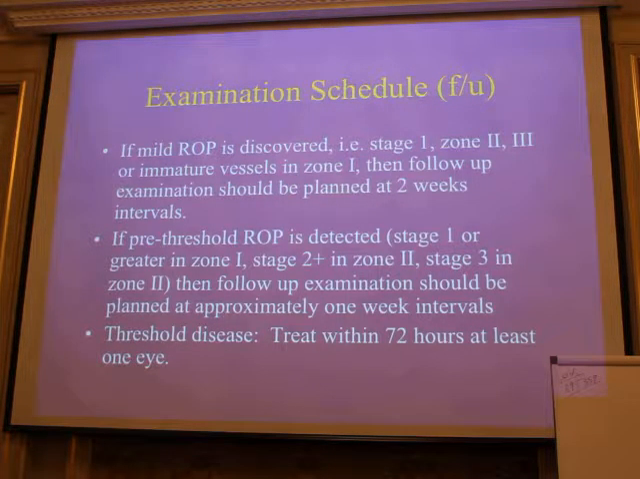If you have mild ROP, that is either stage 1, or you just have immature vessels up to zone 1, then you really have to see them every 2 weeks, even, I would say, even less than that. If you can do it every 2 weeks or on a weekly basis, that would be great. Now, if you have pre-threshold ROP, you really have to see it on a weekly basis. But honestly, in our countries, do the treatment.